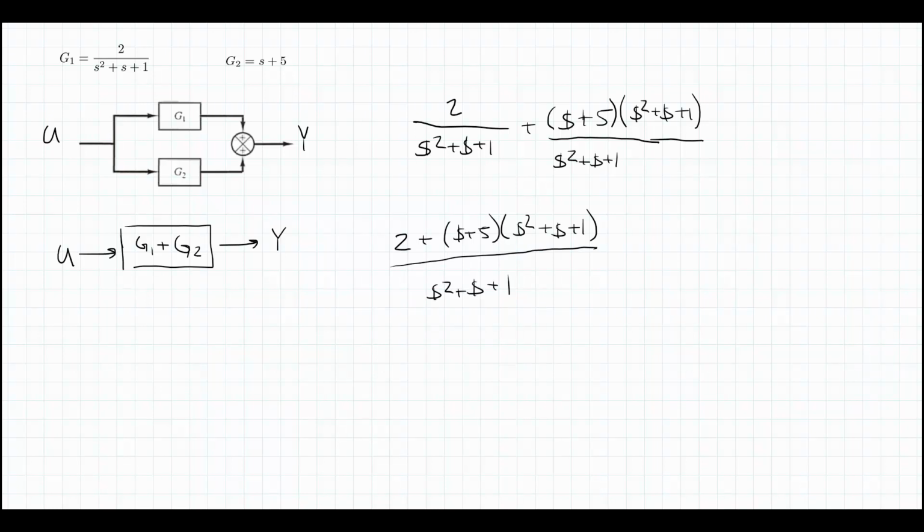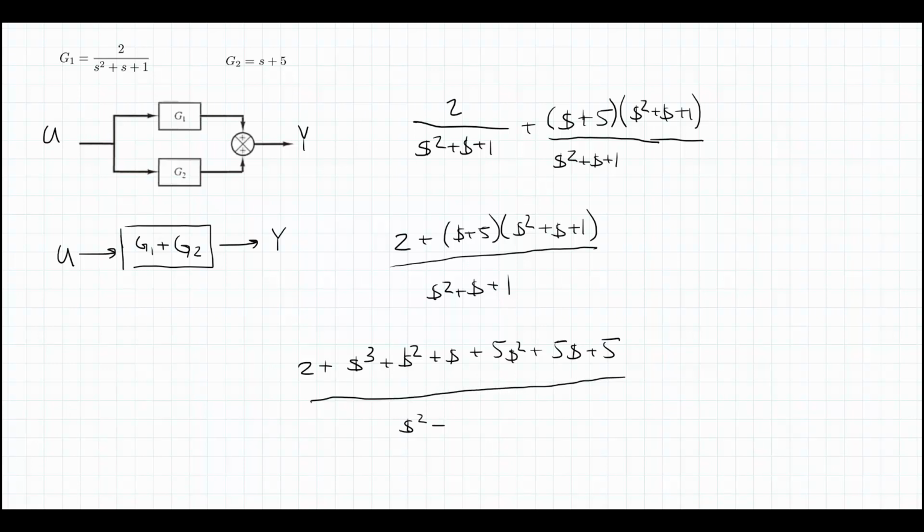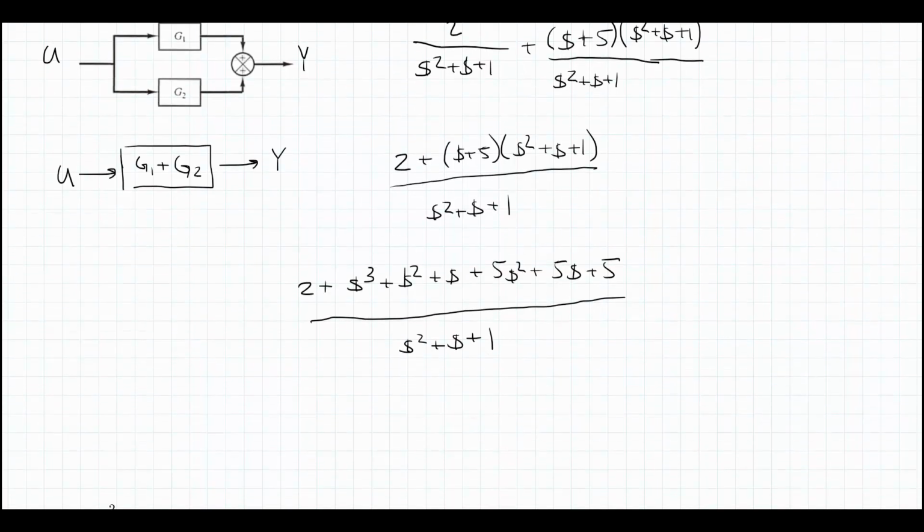I can distribute in the numerator. I have a 2 plus, I have an s times s squared is s cubed, plus s times s is s squared, plus s, plus a 5s squared, plus a 5s, plus 5. And all of this will be over s squared plus s plus 1. That can clean up a little bit in the numerator now. Let's see, I have an s cubed term, so I'll put that out in front first, so that's taken care of. I have an s squared, I have a 5s squared, so that will give me 6s squared.